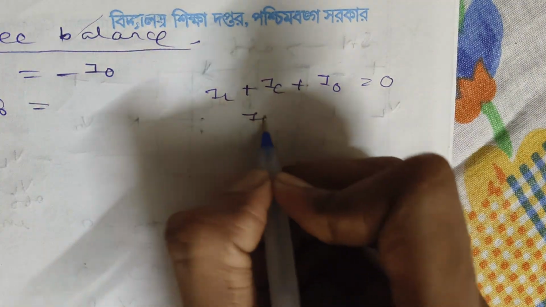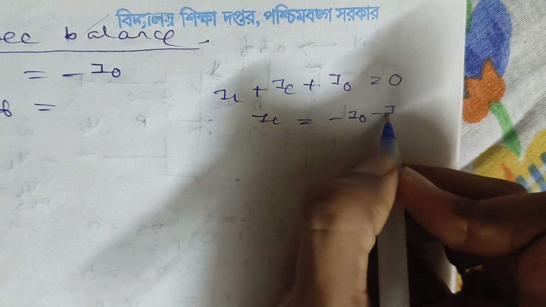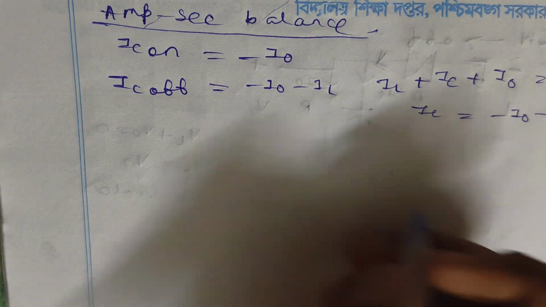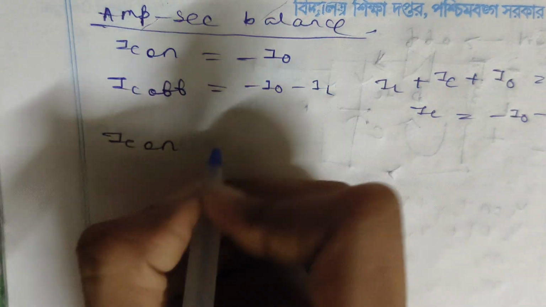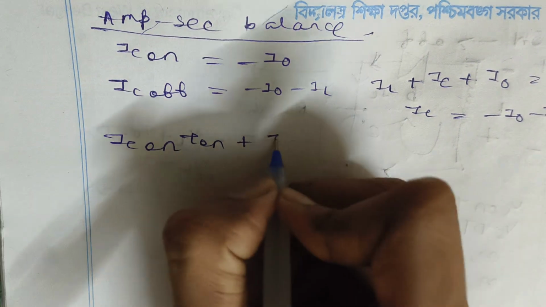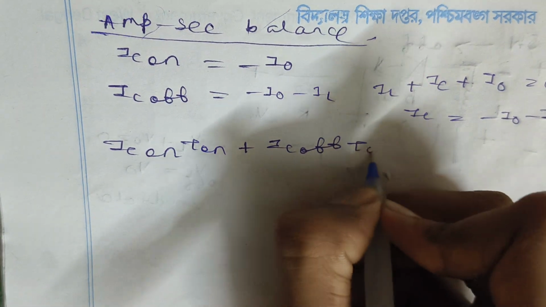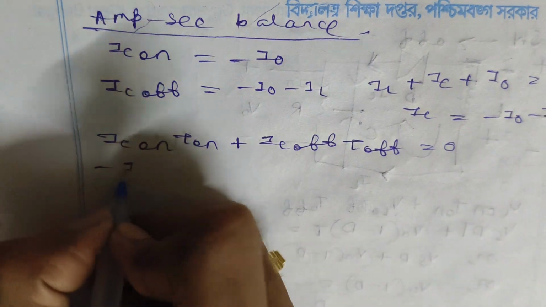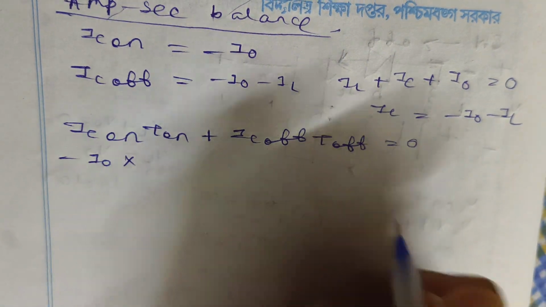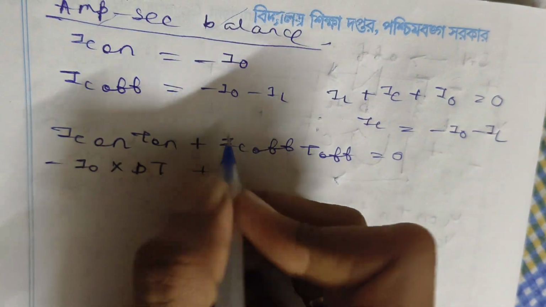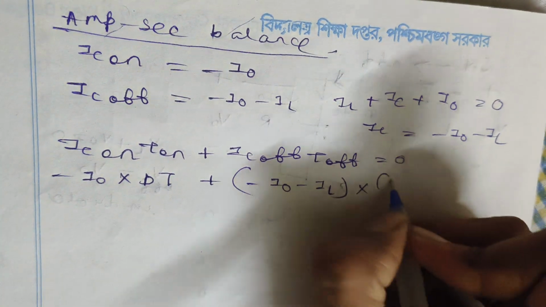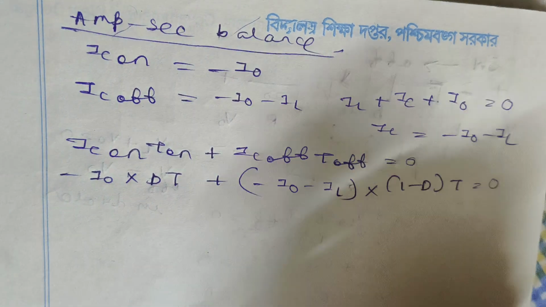Okay, so IC off is equal to minus I0 minus IL. Now you apply the ampere-second balance: IC on into T on plus IC off into T off is going to be equal to 0. IC on is minus I0, and the on period is the duty cycle multiplied by the total time period. IC off is minus I0 minus IL, and T off is 1 minus D times T, equal to 0.